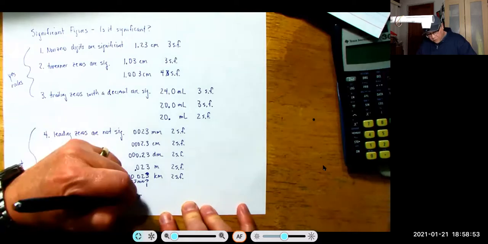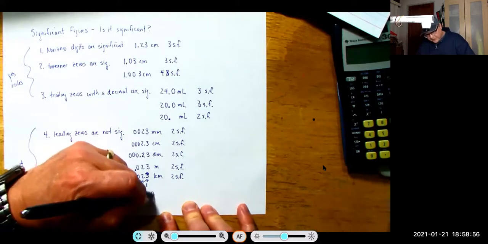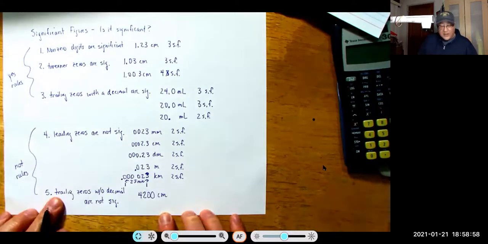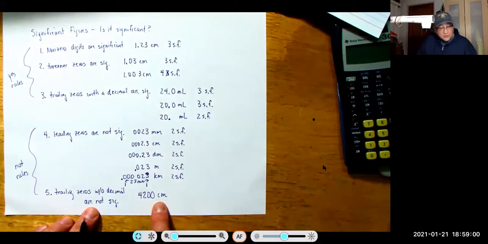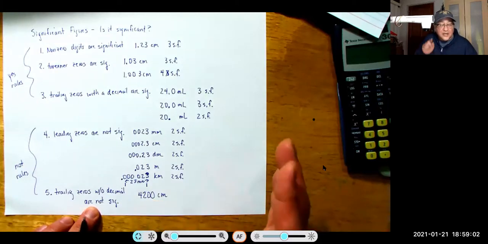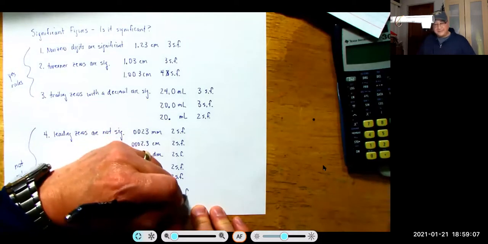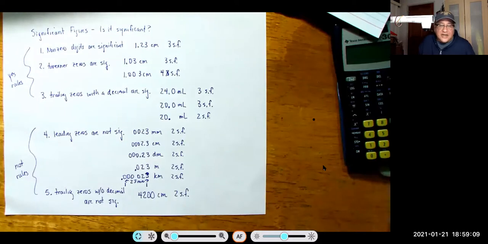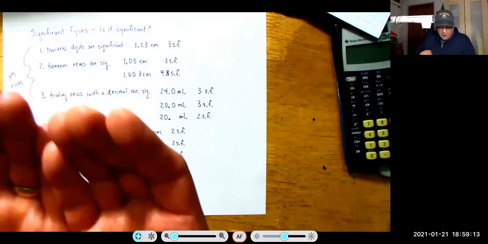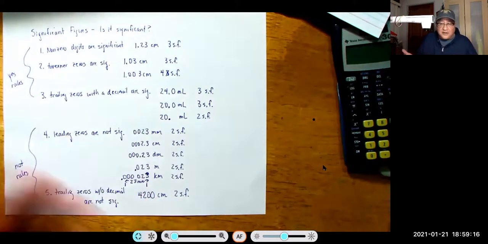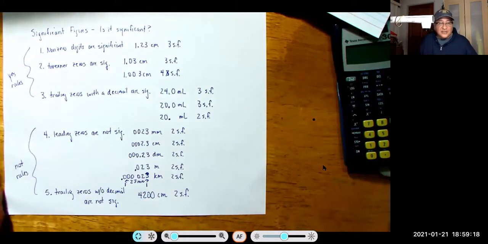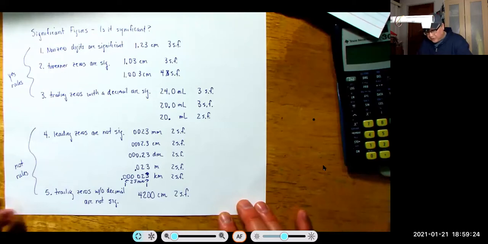So if we have 4,200 centimeters, trailing zeros, no decimal, we know where the decimal is, but we can't see it, 2 zig figs. So this is kind of like saying you're looking in a particular jar. How many marbles are in there? You say, oh, I think there's 100. Do we think there's actually 100? No. Now, I do have one more rule that I want to talk about, and I'm going to put this over here.